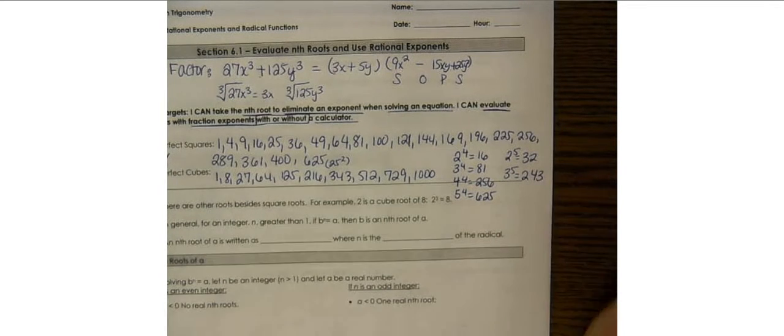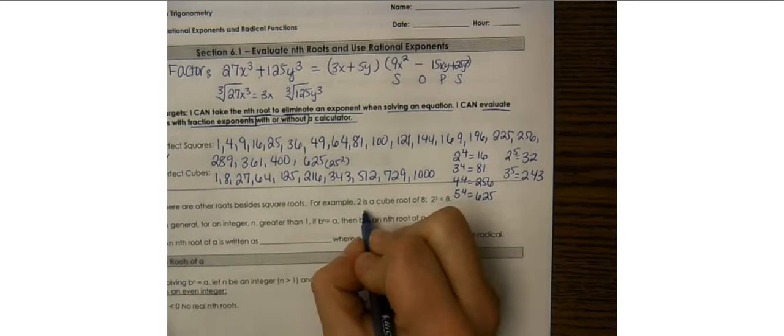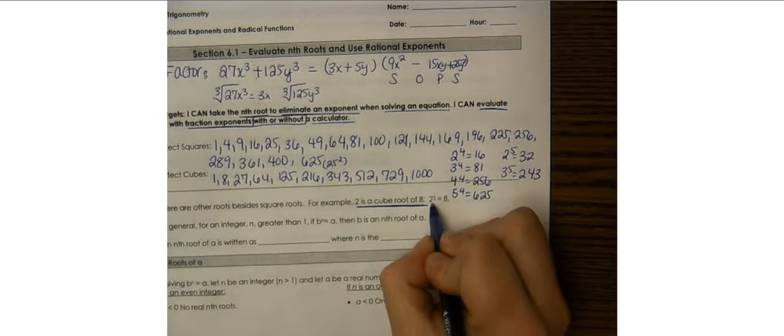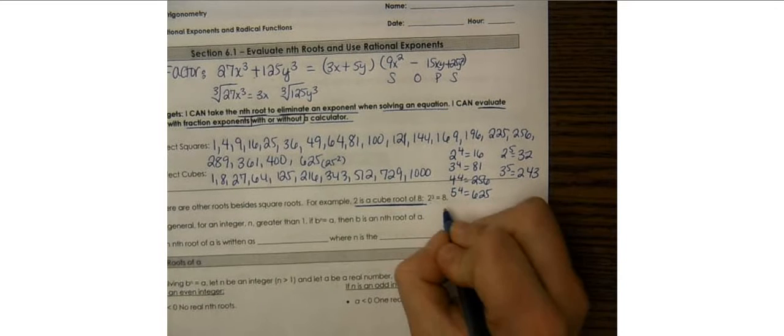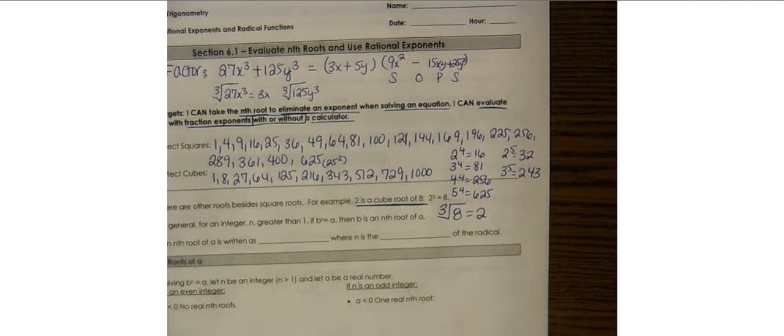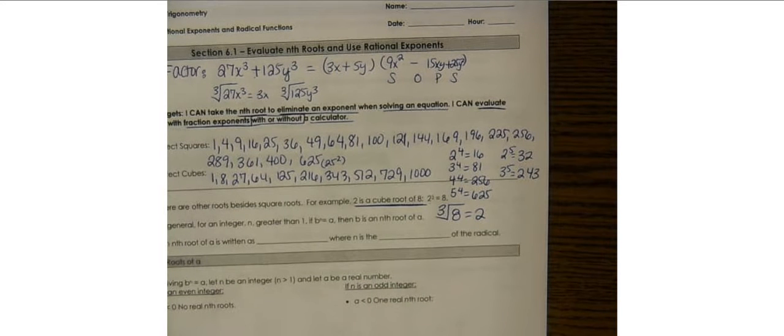So all of these numbers, I really need you to be familiar with because they are going to occur over and over again, not only in this section, but throughout this chapter. And that's because there are other roots besides square roots that we can study. For example, 2 is the cube root of 8, and that's because 2 to the third power equals 8. So we can write that as the cube root of 8 is equal to 2. 2 times itself 3 times equals 8.